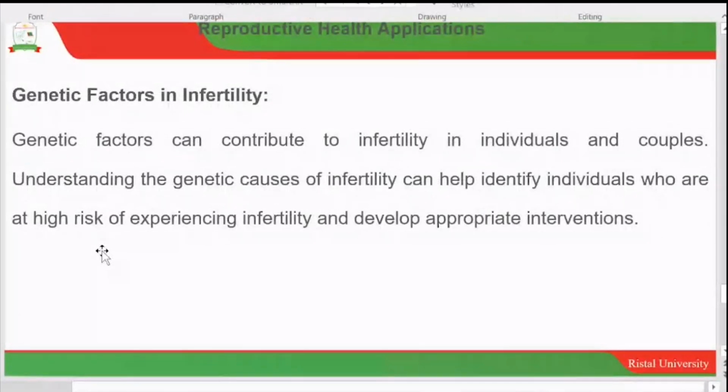The other side, we're looking at both demography and reproductive health. We've looked at reproductive health alone, and we've looked at demography alone. Now we want to look at the reproductive health application of population genetics. And we're saying that genetic factors can contribute to infertility in individuals and couples. Understanding the genetic causes of infertility can help identify individuals who are at high risk of experiencing infertility, but also high eclampsia cases in very many health facilities.